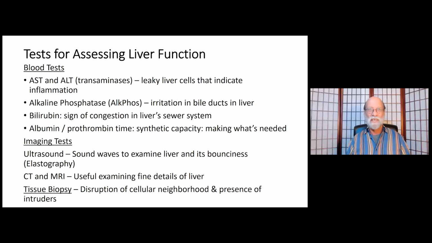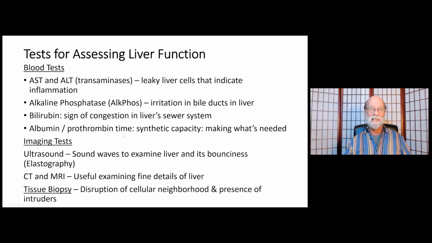Bilirubin is a sign of congestion in the liver sewage system. Essentially, the exit of bile from the liver is being held up, and bilirubin therefore leaks, much the way that these enzymes do, into the bloodstream. And we find that a blood test can measure this compound that really, by and large, should be kept within the liver, within the gallbladder, and into the intestine.